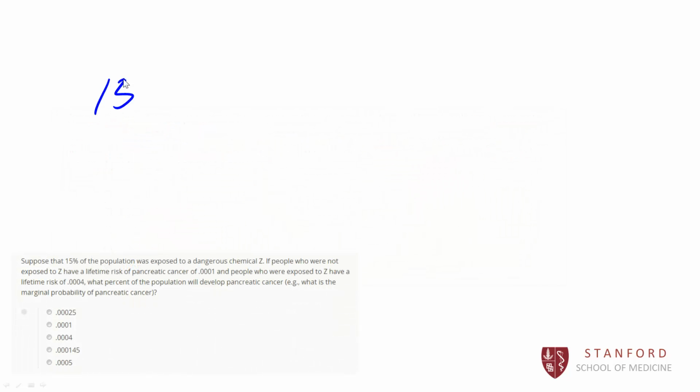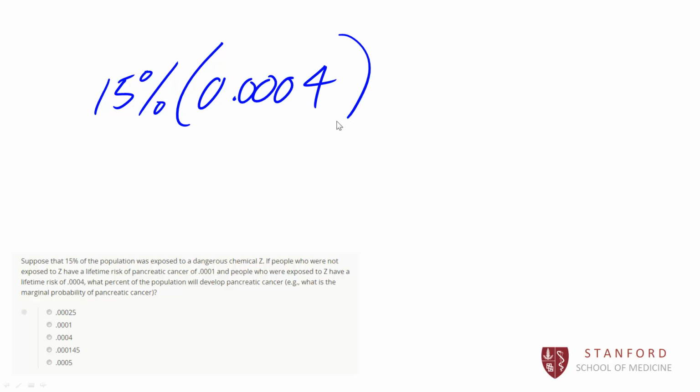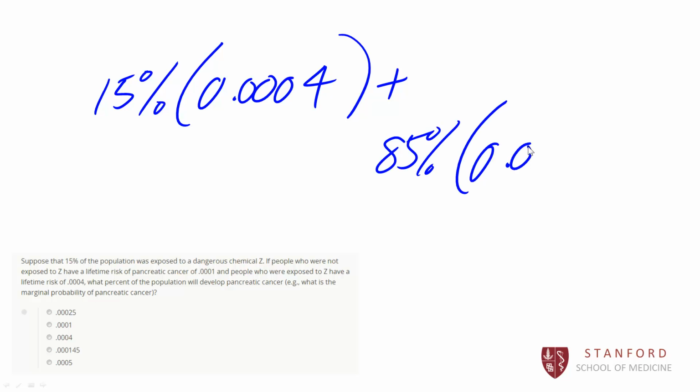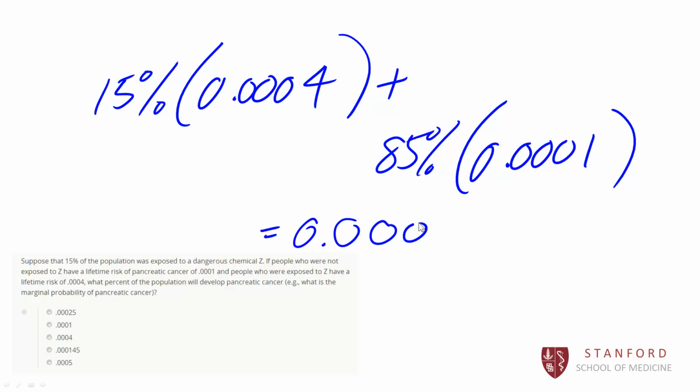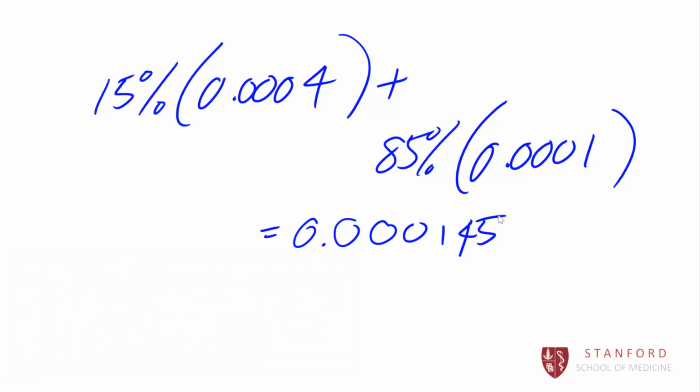So if 15% are exposed and their risk is 0.0004, you want to add that to the 85% of the population where their total risk is 0.0001, and just add these two to get the overall risk in the overall population. This works out to be 0.000145. So the correct answer here is answer choice D.